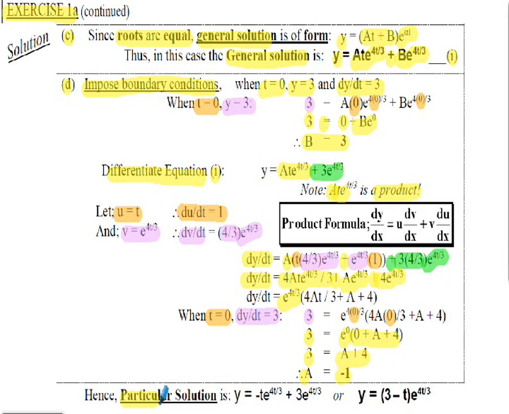So in this case the particular solution is y is equal to negative t e to the 4t upon 3 plus 3e to the 4t upon 3, or rewriting, y is equal to, in brackets, 3 minus t, multiplied by e to the 4t upon 3.